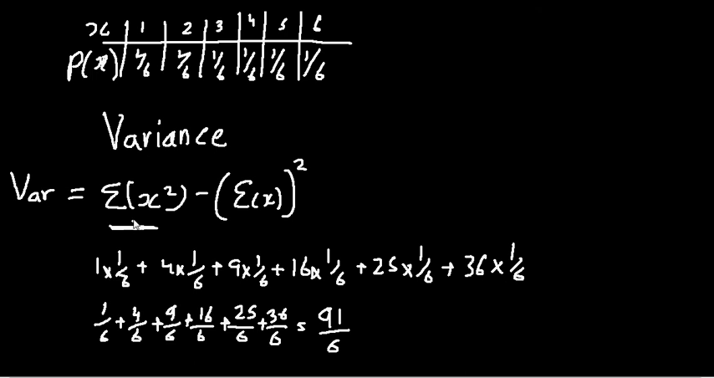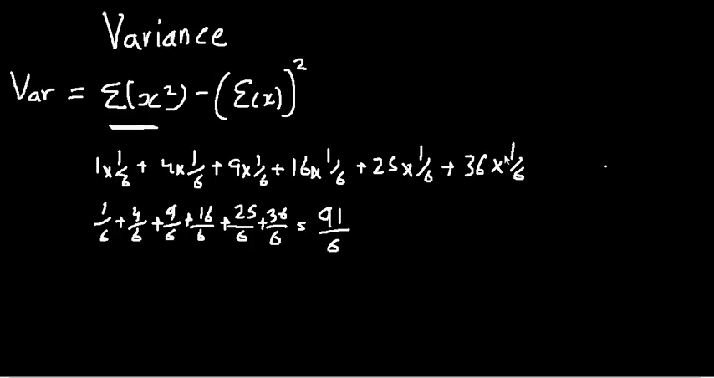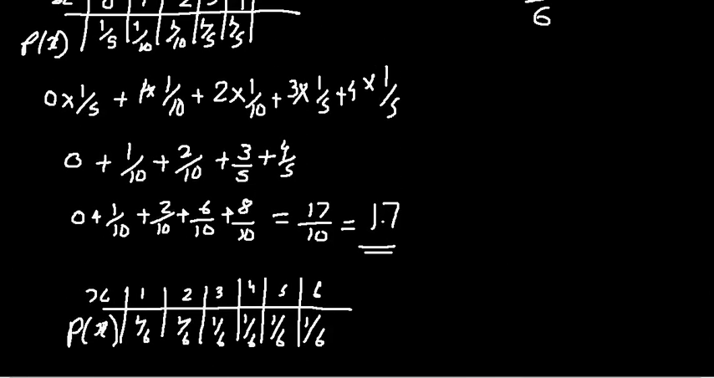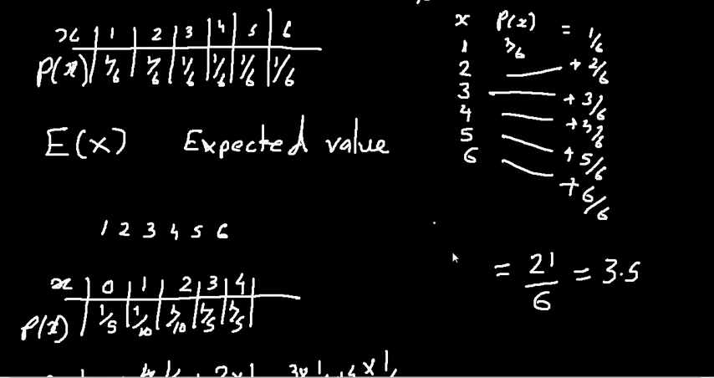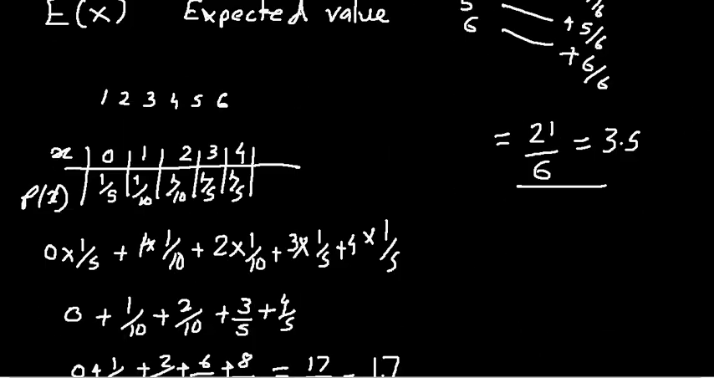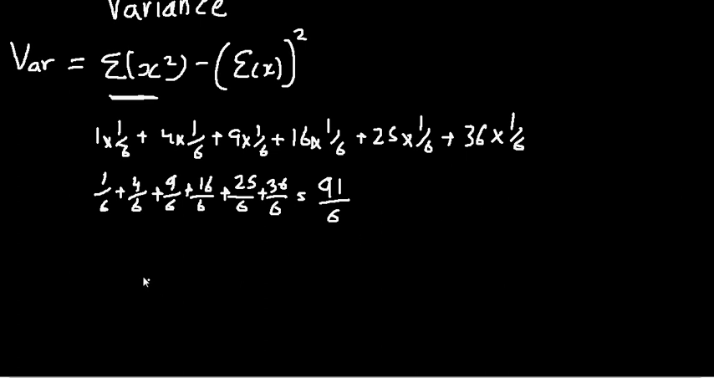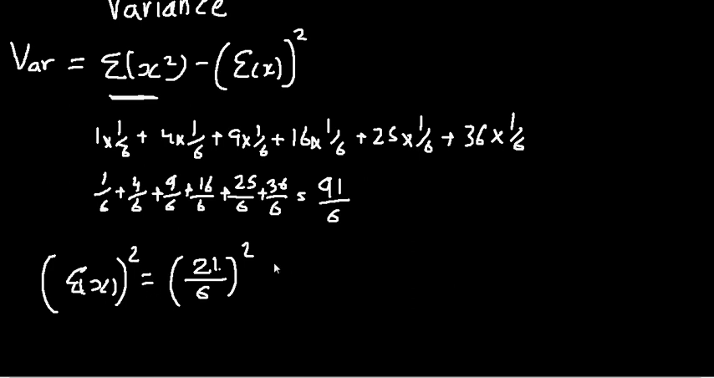Okay, so that's this part here. Now what does this mean? That's basically our expected value squared. We found the expected value for that distribution, which was 21 over 6, so I've got to just square that. So 21 over 6 squared is my expected value squared. Then I have to take this one away from this: 91 over 6 minus (21 over 6) squared, and that will give you the variance.